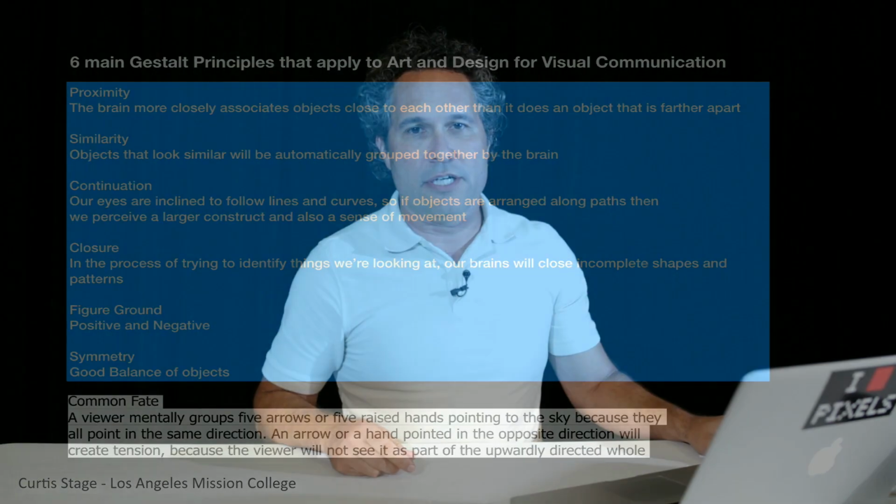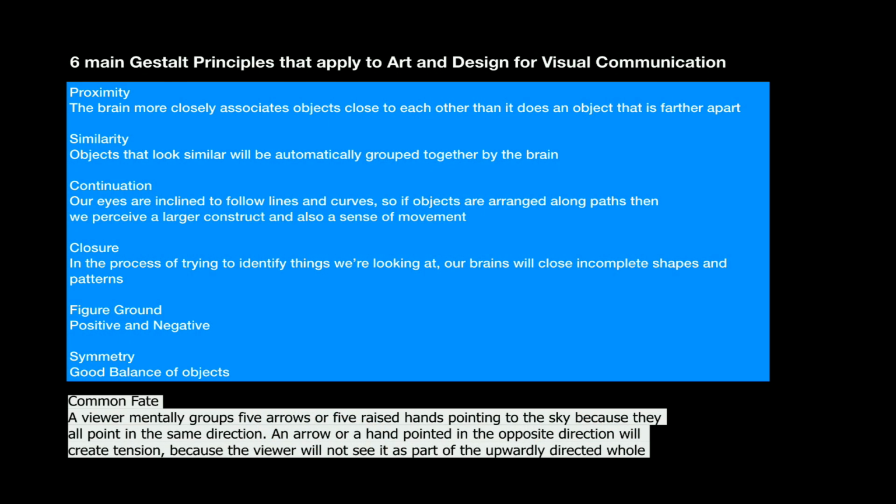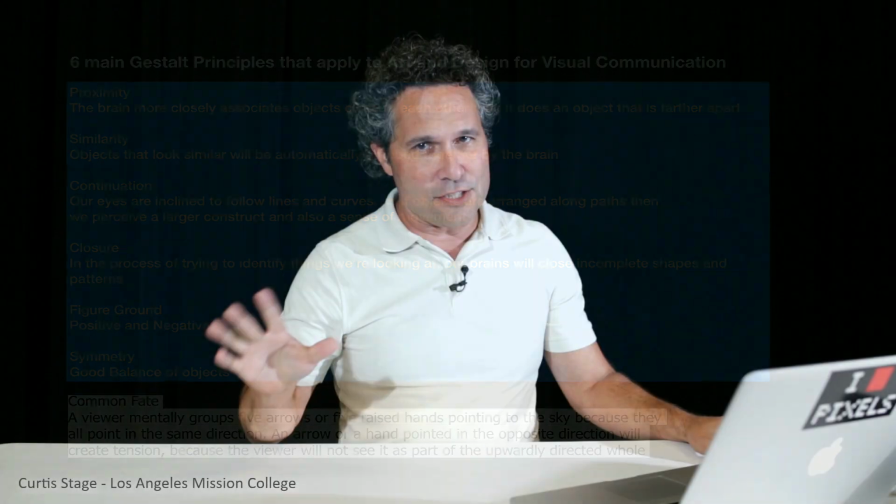The next one is continuation. That one is one where our eyes are inclined to follow lines or curves along a pattern or a logo. And if objects are ranged along a path, we're going to perceive the larger whole, of course, and also a sense of movement. So remember, everything's about this unified whole in Gestalt principles and Gestalt theory.